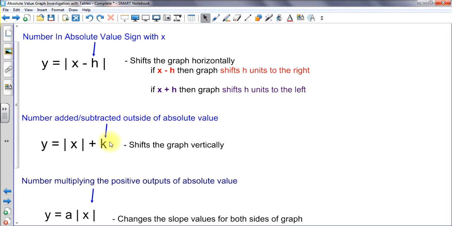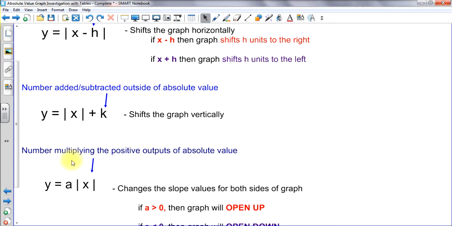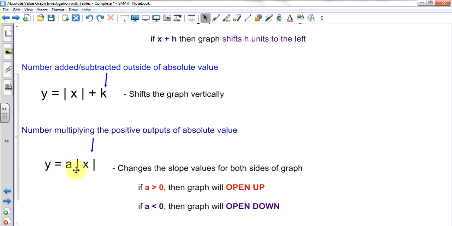Okay, and again, make sure that you stop this and write this down here. Anytime you see a number multiplying the absolute value outside, that's going to change our slope. Okay, and the slope's going to be whatever this value is actually. If that number that's multiplying, this a value, is greater than 0, meaning it's positive, the graph will open up. And if this a multiplier is negative, we're going to take these positive values that we get out, remember, times a negative. So if a is negative, like say it was -2 or -4, negative whatever, the graph will open down.